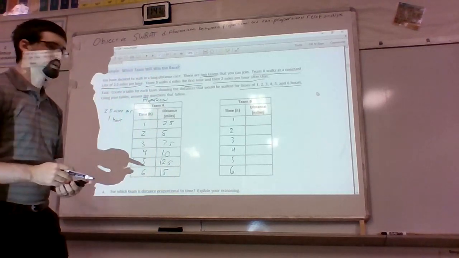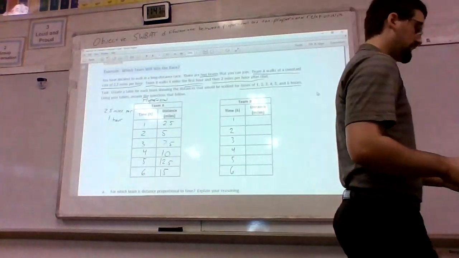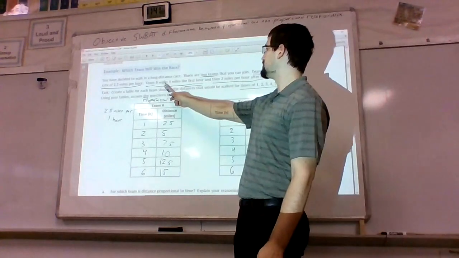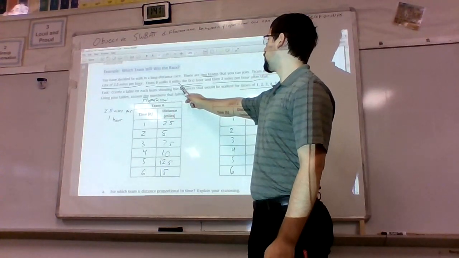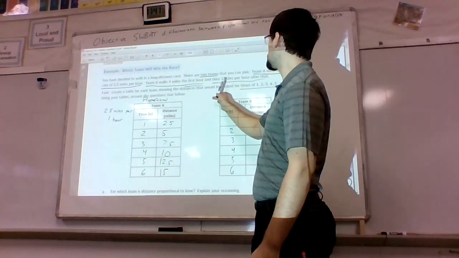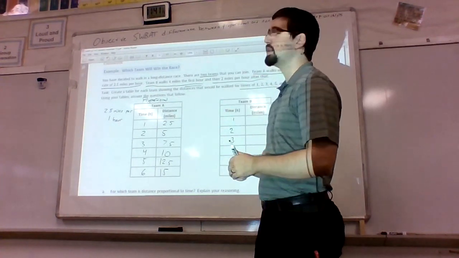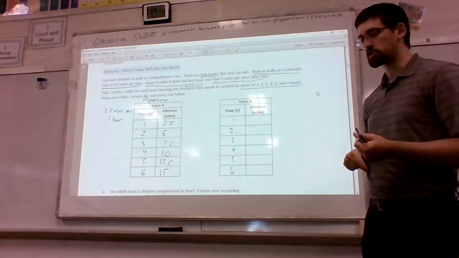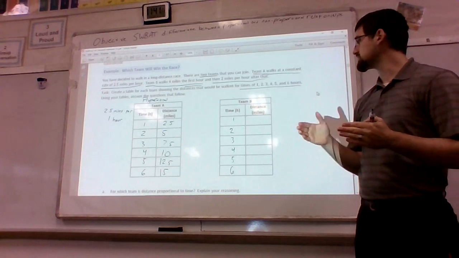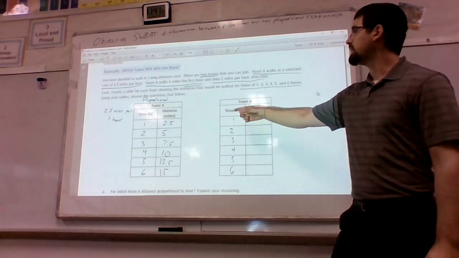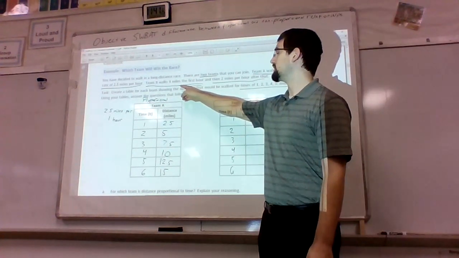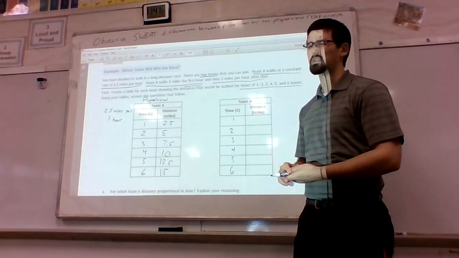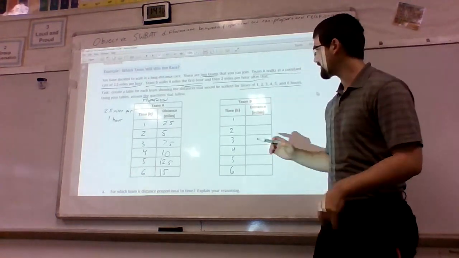All right, so we've got one chart filled out there. Now this one, things are a little different because it says Team B walks 4 miles the first hour and then 2 miles per hour after that. So this is not a proportional relationship because it is not going to increase. As we increase by 1 hour, this number will not increase the same every time. That was kind of a weird way to say that.